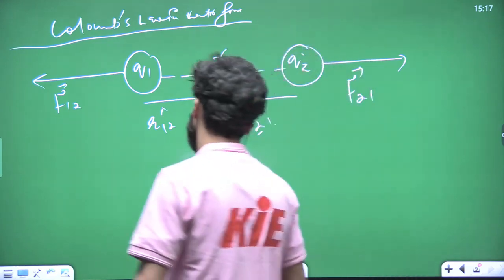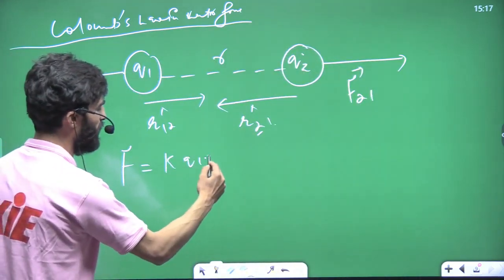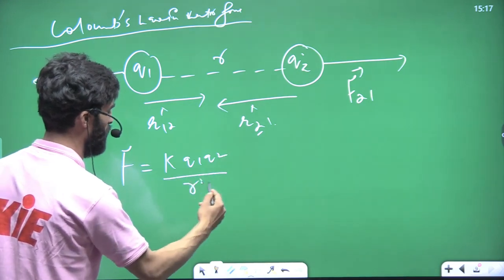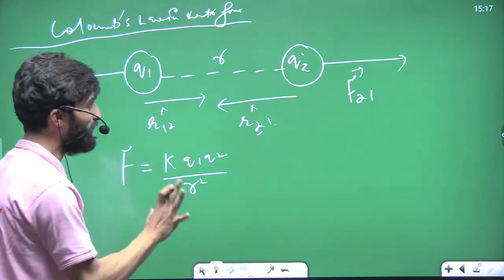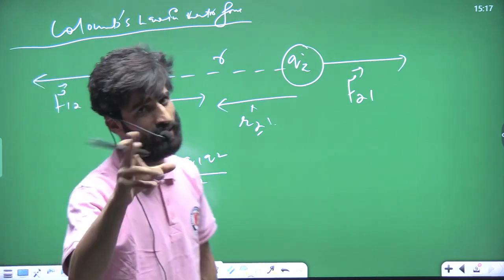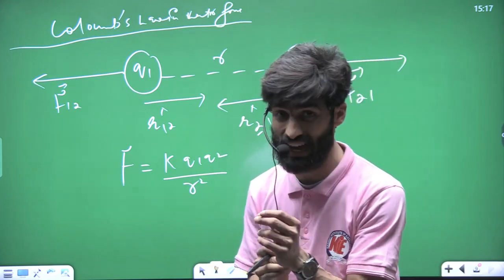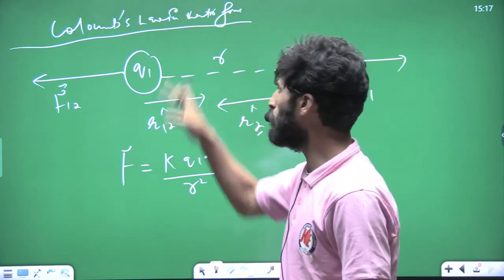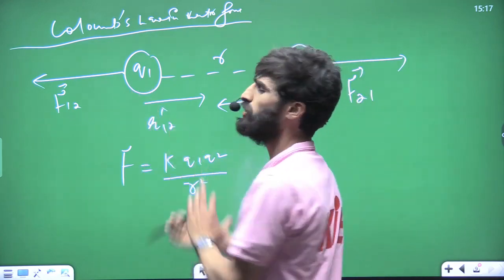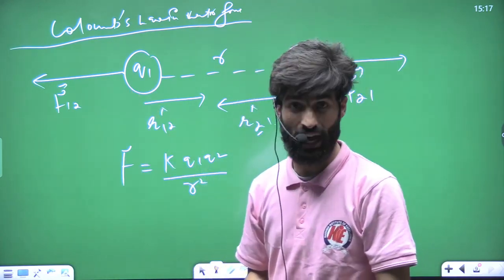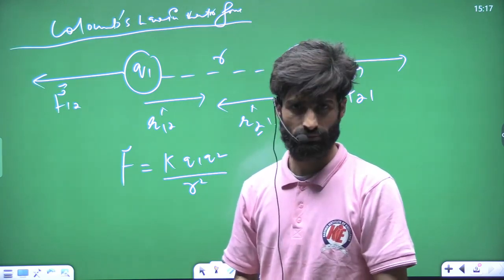Now see Maria, as per Coulomb's law, F is equal to K times Q1 Q2 divided by R square. But here we have two forces. One is F12 and the second is F21, and both forces are repulsive. But as per Coulomb's law in vector form, what I am going to prove is that these two repulsive forces are, remember this point, equal and opposite.